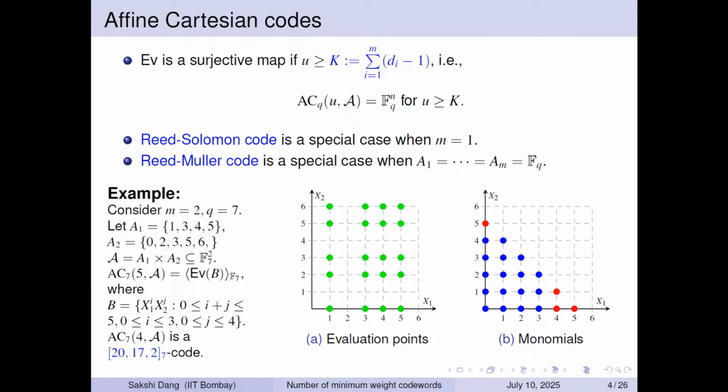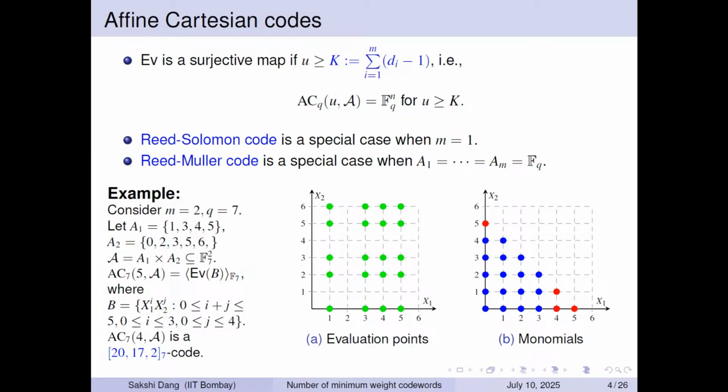For an example, we are in the case of two variables over the field F7. We take two sets A1 and A2. A1 has size 4, A2 has size 5, and then we take the Cartesian product, which is represented by green dots. These are the evaluation points. Then we consider monomials of degree at most 5, such that the degree in the first variable is at most 3, and the degree in the second variable is at most 4, which is di minus 1, and it represents a monomial basis represented by the blue dots, which is this trapezium.